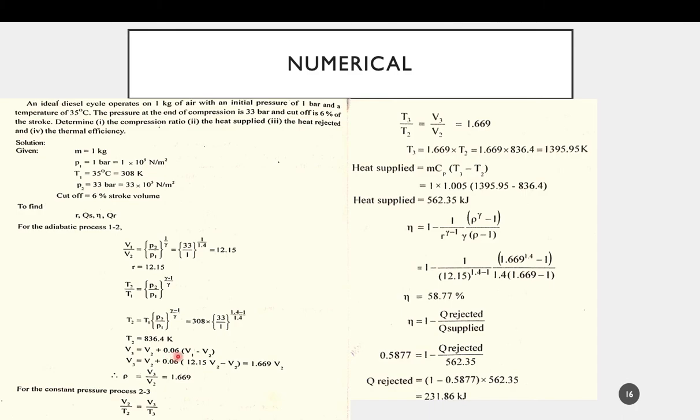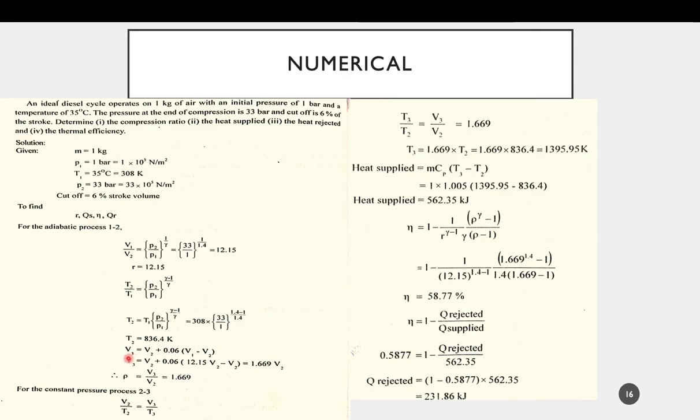6% of the stroke volume is equal to V3 minus V2. V3 minus V2 is the cutoff, because V3 is the volume at which the heat addition ends, and V2 is the volume at which heat addition starts.